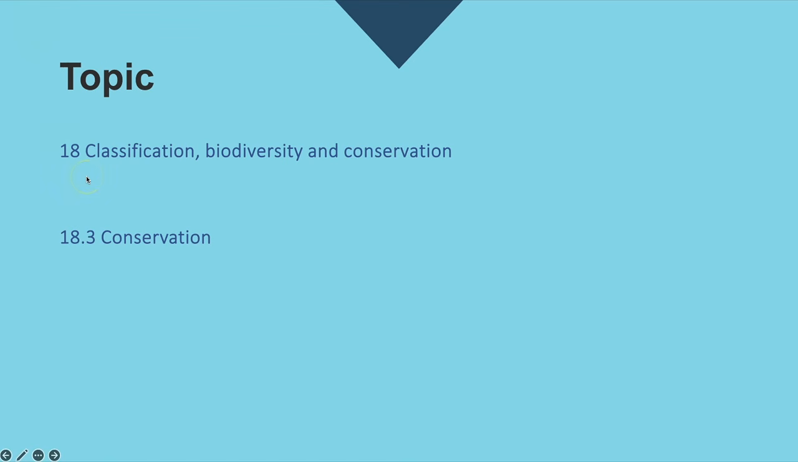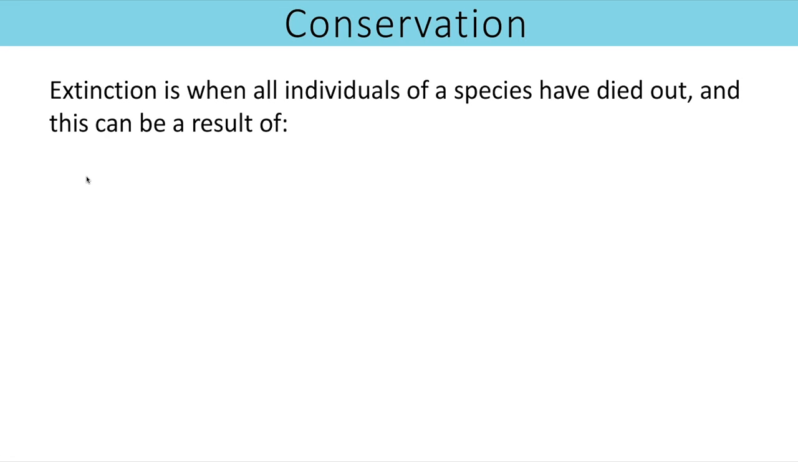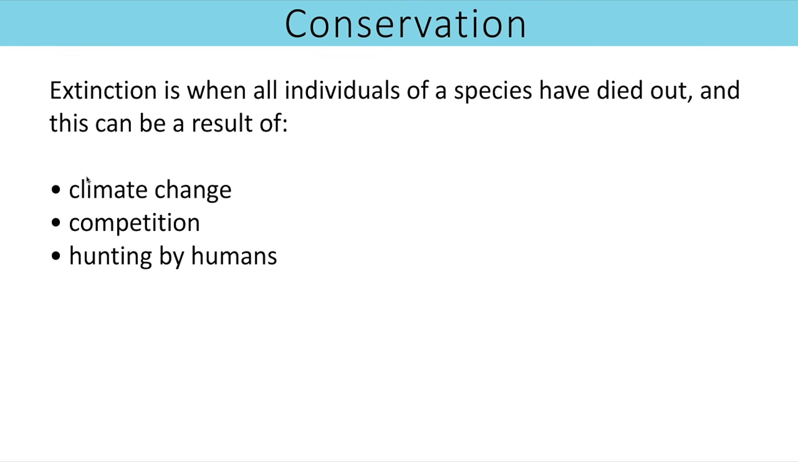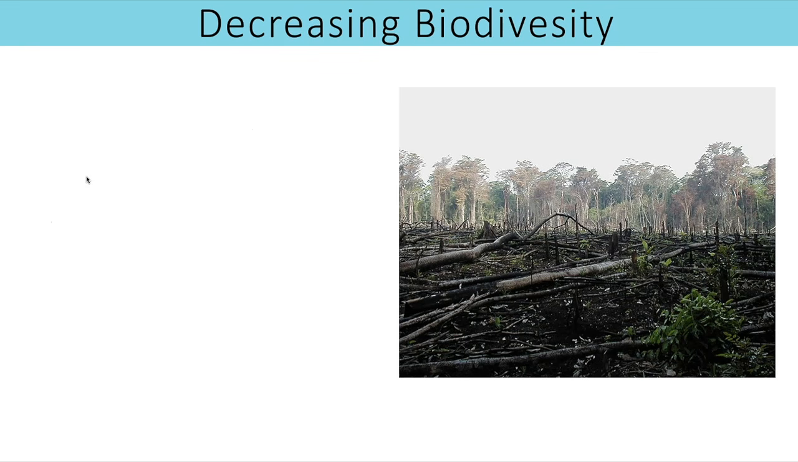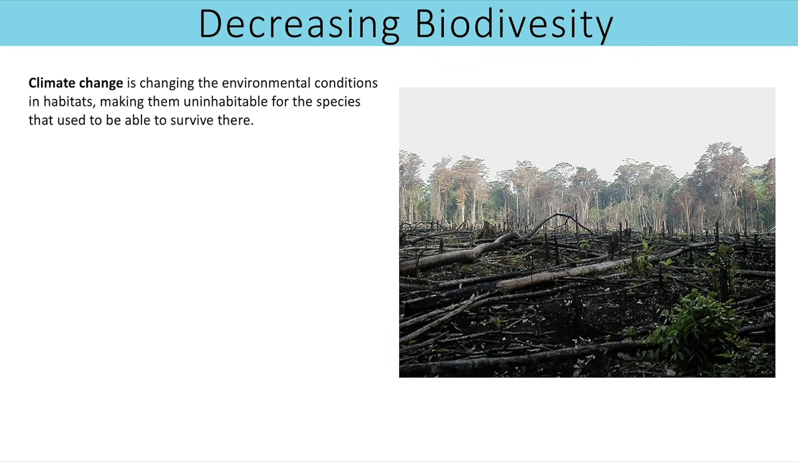Finally, then we go on to conservation. And extinction is when all individuals of a species have died out, and this could be the result of climate change, competition between species and one species being outcompeted, hunting or overhunting by humans, degradation or loss of habitat as well. And all of those, extinction, or even if you haven't got extinction, would result in a decreased biodiversity.